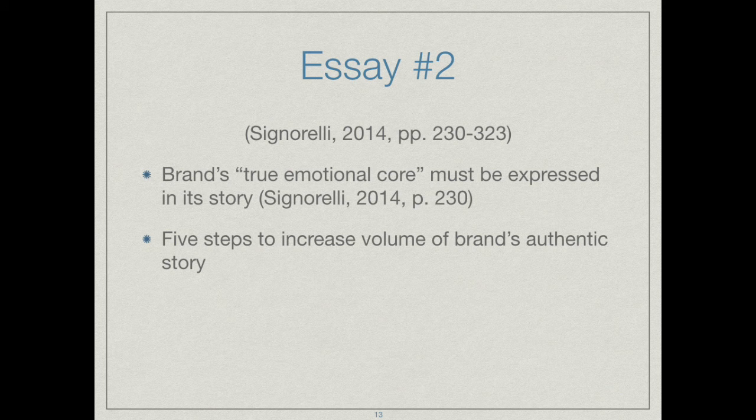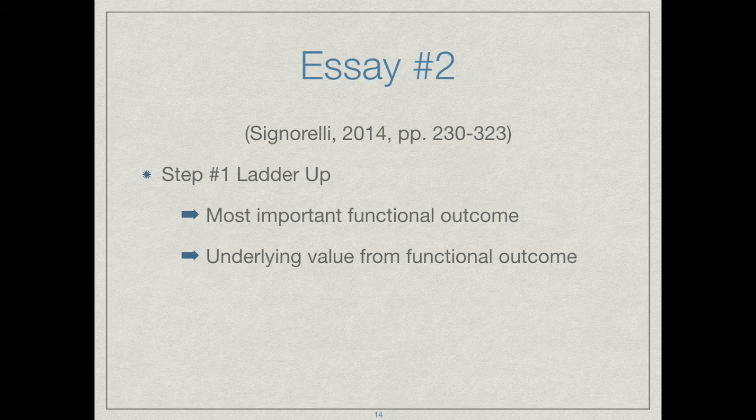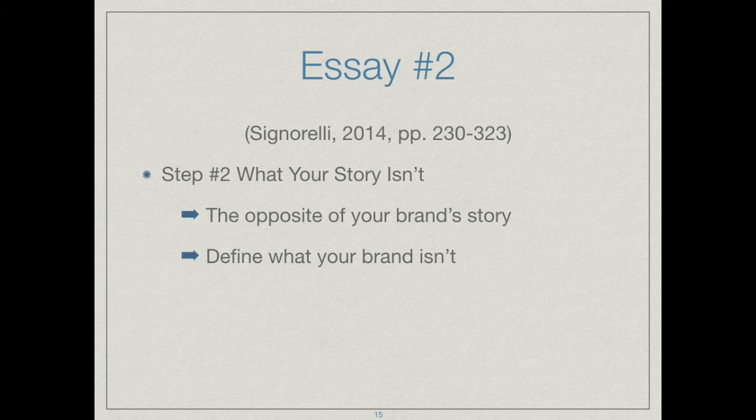Essay number 2 deals with the brand's true emotional core and that it must be expressed in the story. And we're given 5 steps or tricks to help increase the volume of the brand's authentic story. The first one is to ladder up. This is where we focus on the most important functional outcome and derive the underlying value from that functional outcome. Second would be to identify what your story isn't. This is the opposite of your brand story. You're going to define what your brand is not in order to help you more clearly understand what your brand is.